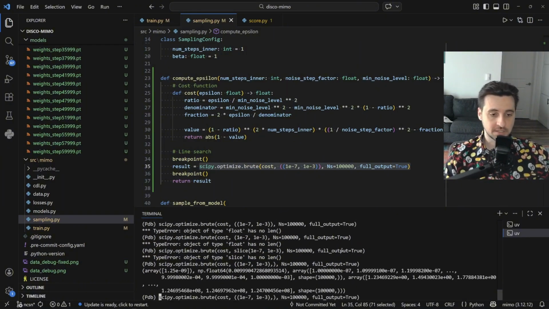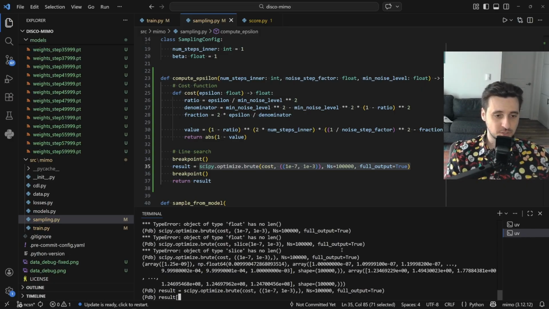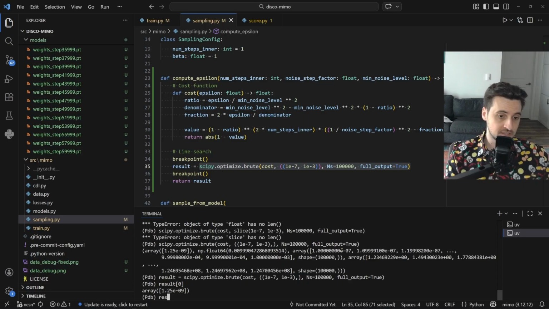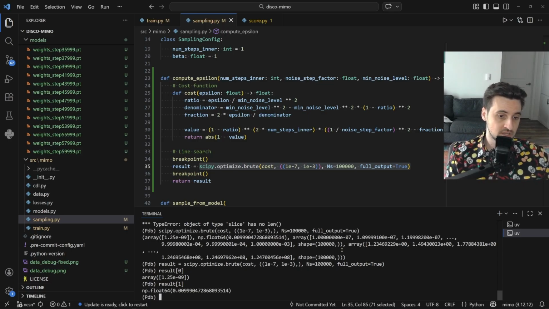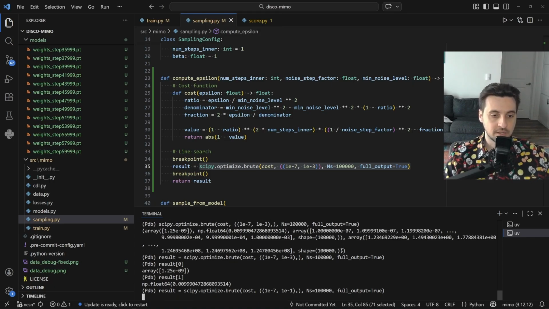All right, so let's see. So result 0, 1.25 times 10 to the minus 9. This is the minimum. Oh, so epsilon, I'm actually very capped then. This is not good. Wait a second, is epsilon that narrow?